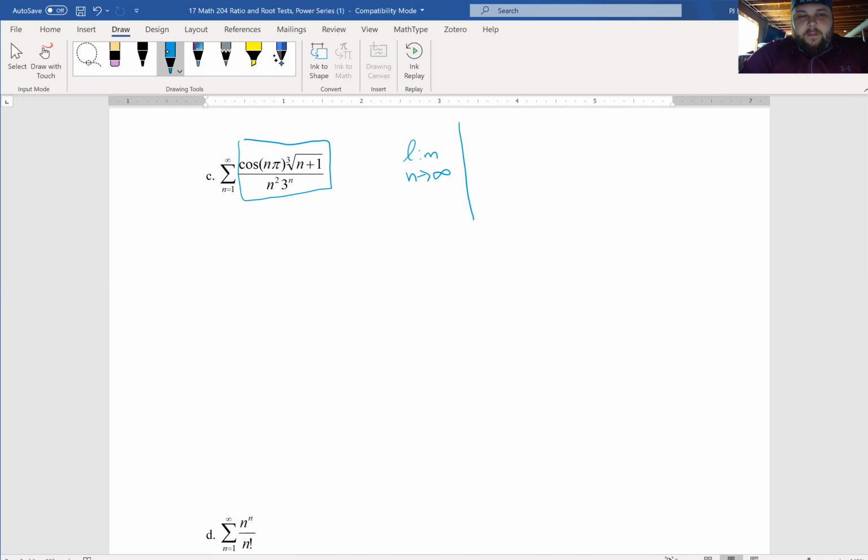absolute value. Now, anywhere I see n here, I need to make n+1. So I need n+1 pi there. Then I need the third root of, now because it's already n+1, I'm going to make this n+2. N squared is now going to be n+1 squared. And that'll be 3 to the n+1. Everybody okay with that?